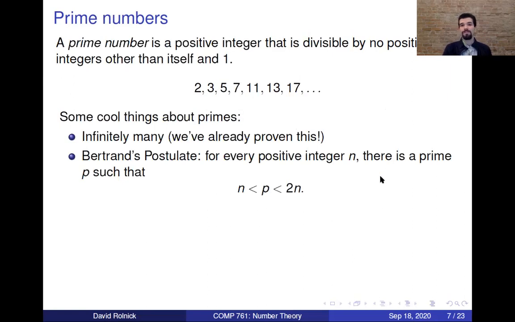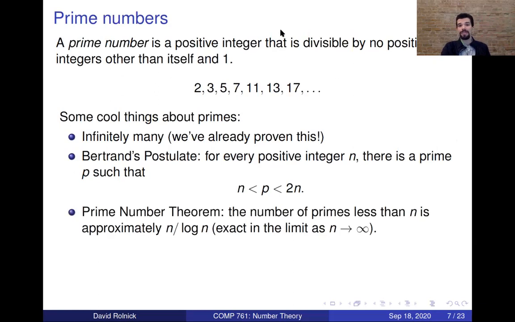Bertrand's postulate. For every positive integer n, there is a prime between n and 2n. I guess I should have said for every positive integer n greater than 1, there is a prime between n and 2n. This generally doesn't actually come up. It's just something that's cool.